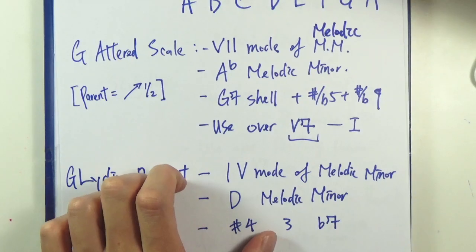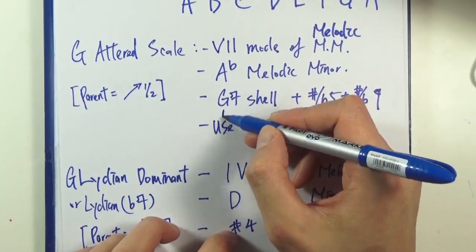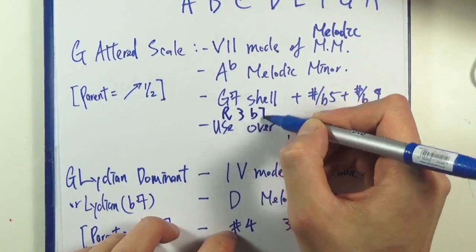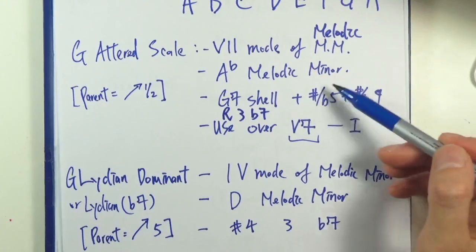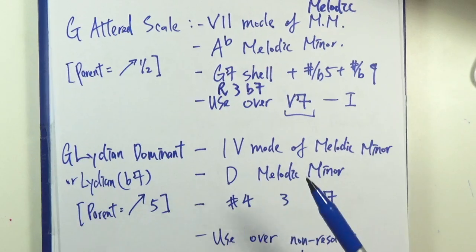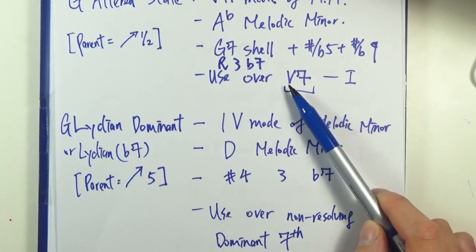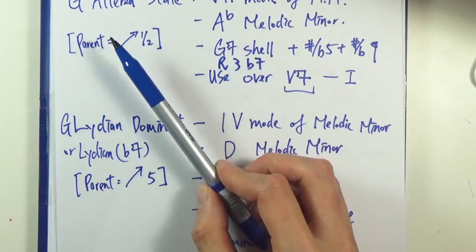So the special formula for the altered scale is a G7 shell. So that's going to be root, third and flat 7 plus a sharp or flat 5 and a sharp or flat 9. So it's sharp 5, sharp 9, flat 9. All right. We usually use this scale over a V chord. Okay, so a V dominant 7 chord is a chord that you would use this scale over.